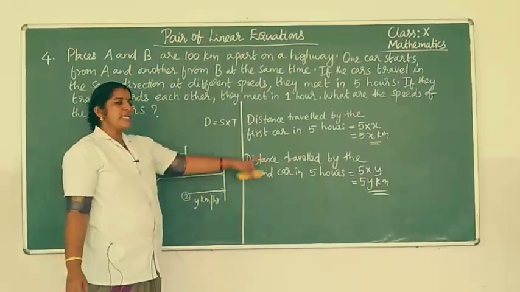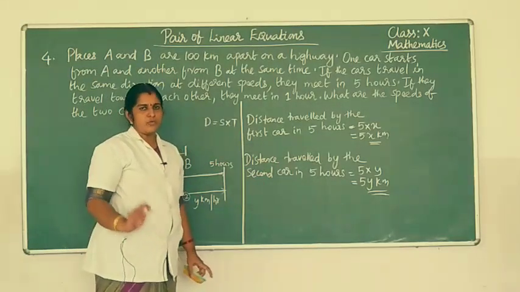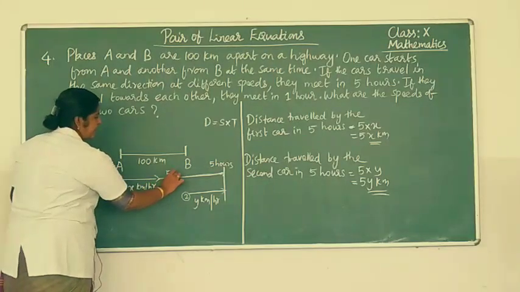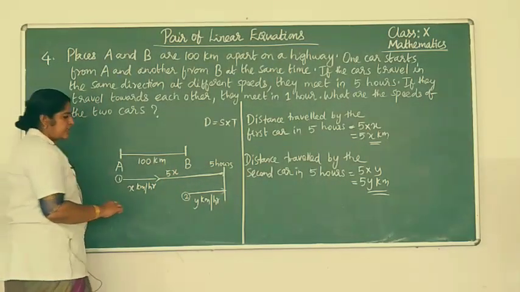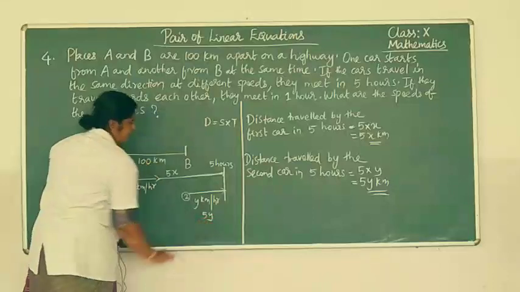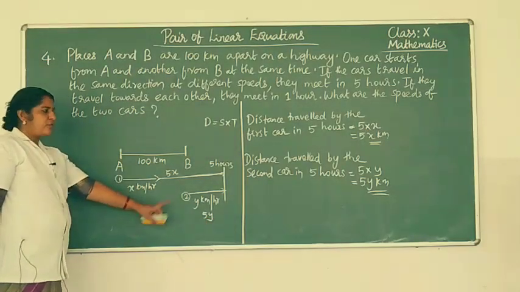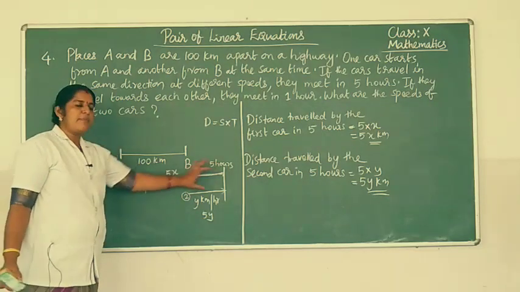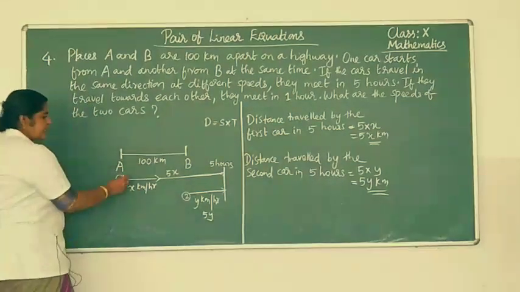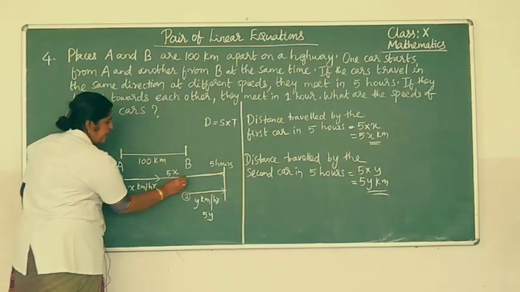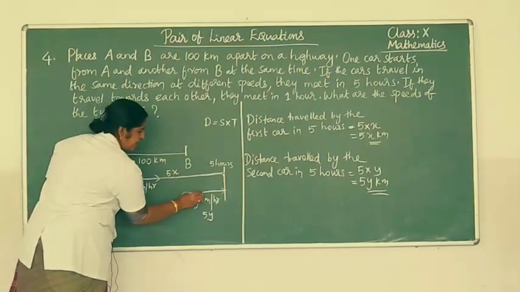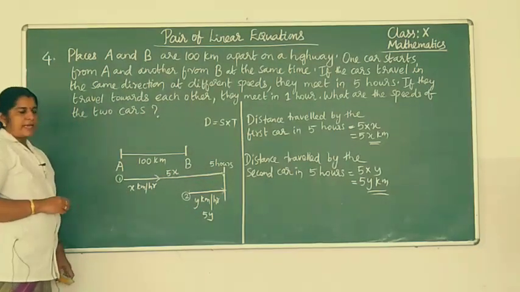Okay, so we got the distance traveled by the two cars. For the first car, what is the distance traveled? 5x. For the second car, what is the distance traveled? 5y. Now our aim is to find the equation here. So consider the distance traveled by the first car. This is the distance traveled by the first car in 5 hours, and this is the distance traveled by the second car in 5 hours.